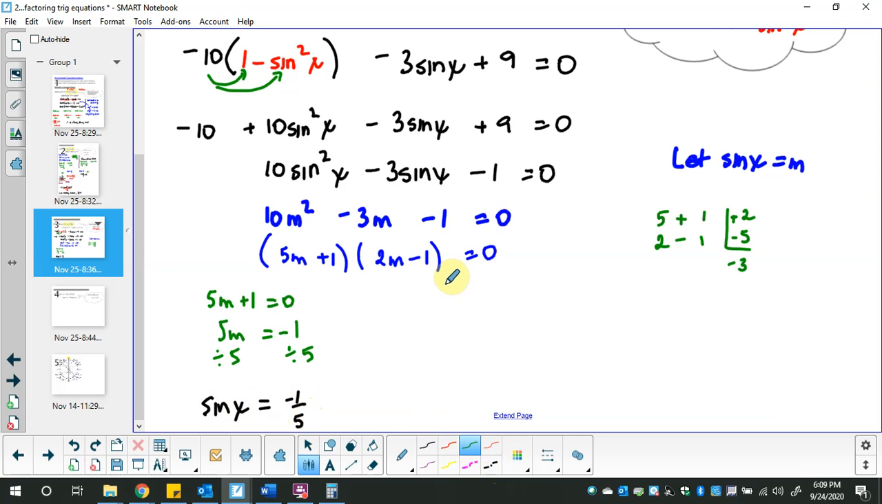Then I'm going to do the same thing with this one. 2m minus 1 equals 0. 2m equals 1. Divide by 2. Divide by 2. So sine x is equal to 1 over 2.